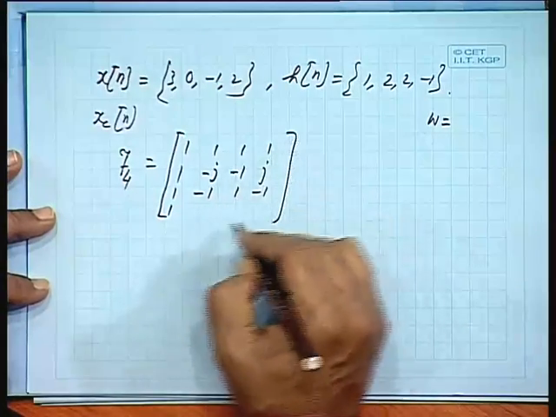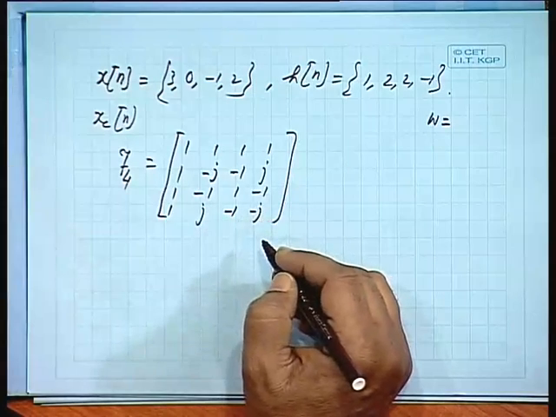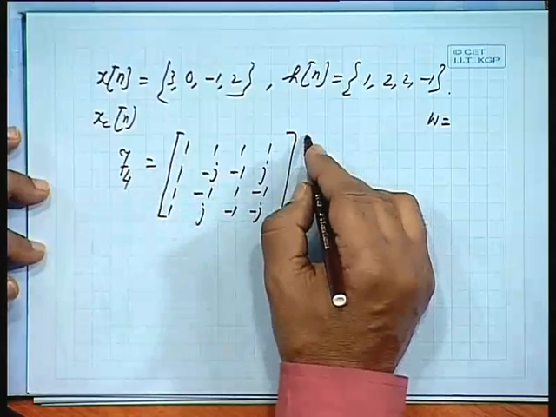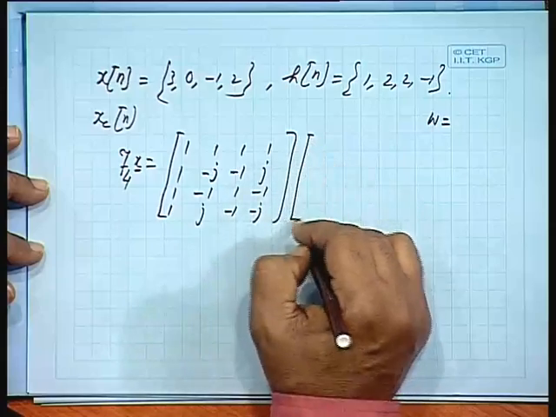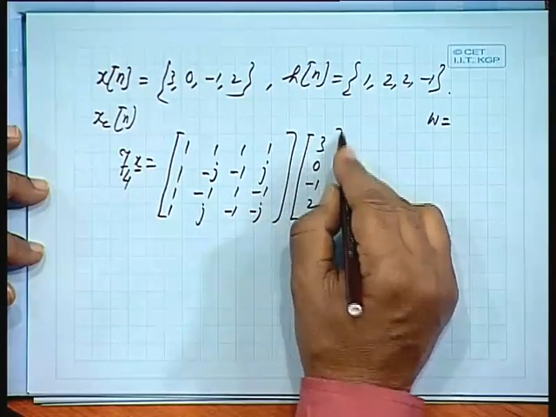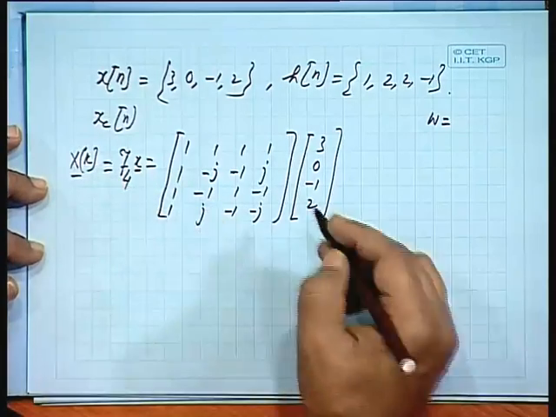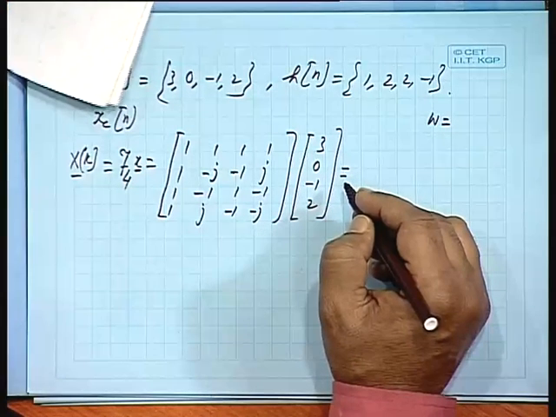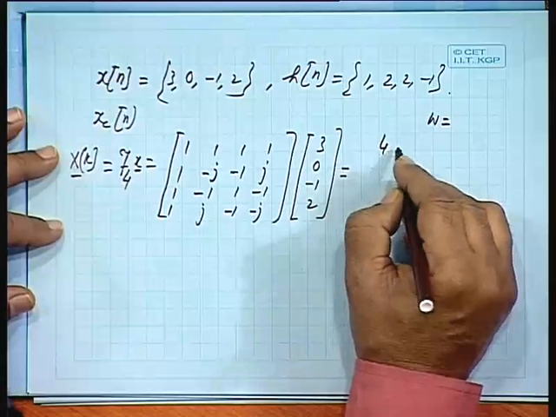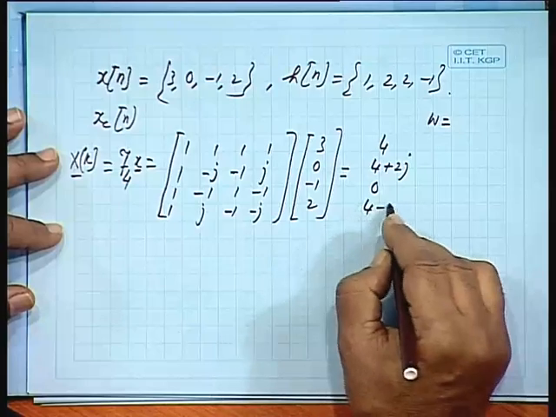So, minus 1, plus 1, minus 1, okay? And then this one will be 1 plus j, minus 1, minus j, is that okay? So, multiplied by x, that means 3, 0, minus 1, 2. So, that will give me the X k vector, that is X 0, X 1, X 2, X 3. So, by this multiplication, we can simplify this and you will get these values.